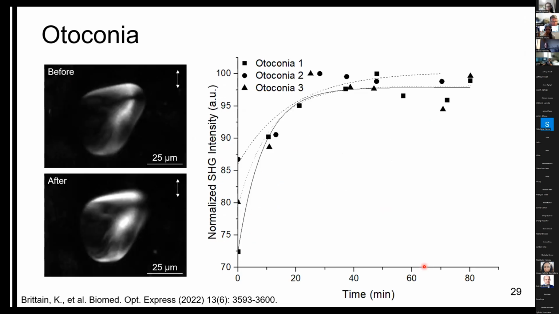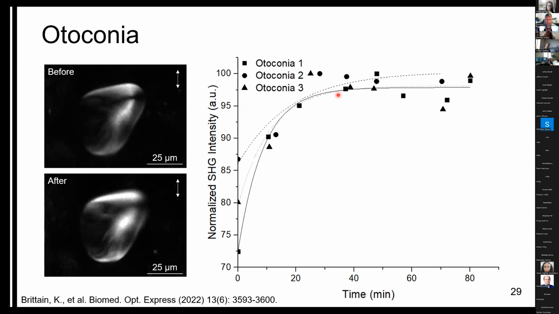Now, however, when we image three different otoconia, and here's just an example of one of the otoconia, when we image the otoconia exposed to EDTA, we actually saw the reverse trend happen. So the SHG intensity increased to a certain point, and then it started to plateau at about 30 minutes. And so this is another observation that indicated that calcite is likely not the source of SHG signal.